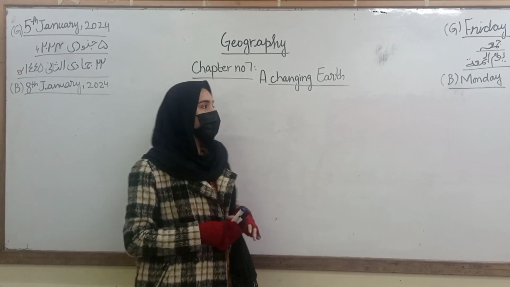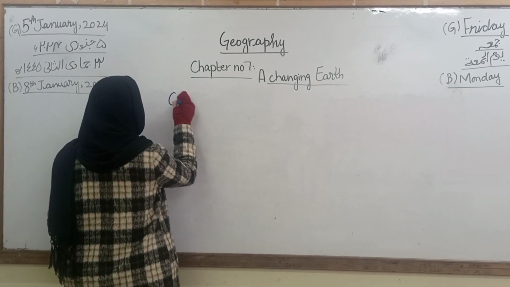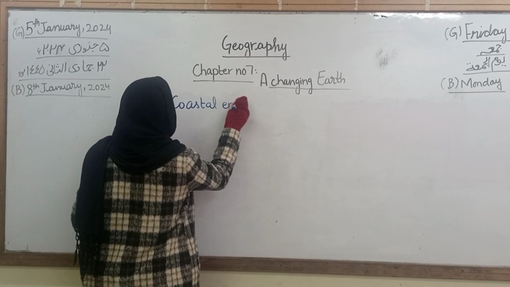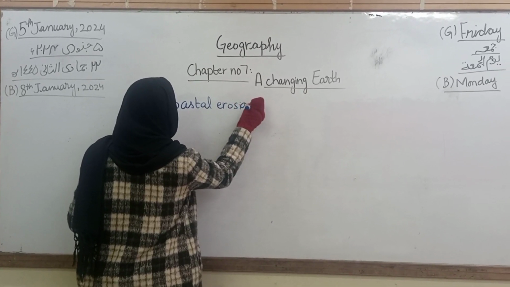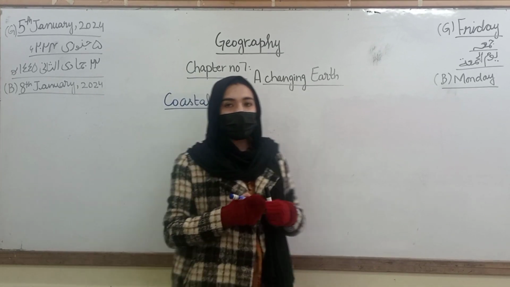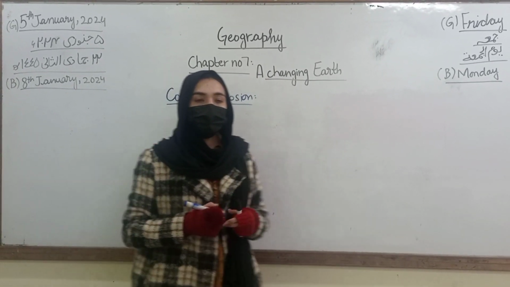About chapter number 7, Changing Earth, and the topic is coastal erosion. So let's start with a brief recap of this topic. How does coastal erosion occur? Can anyone tell me?